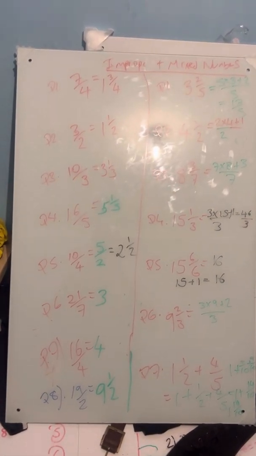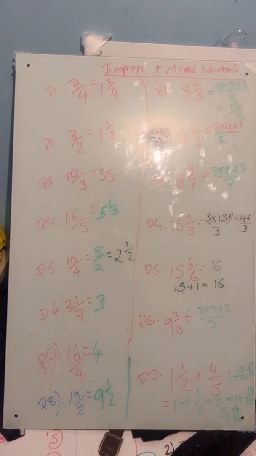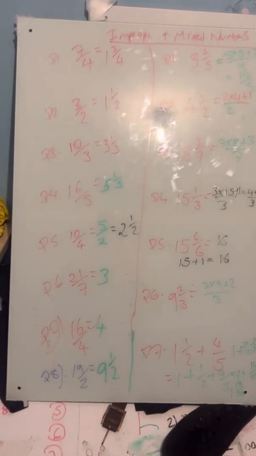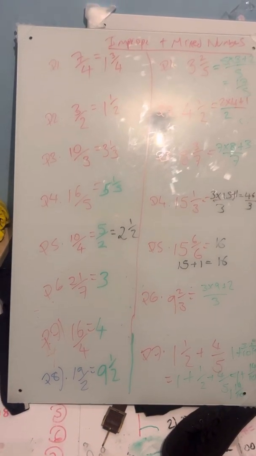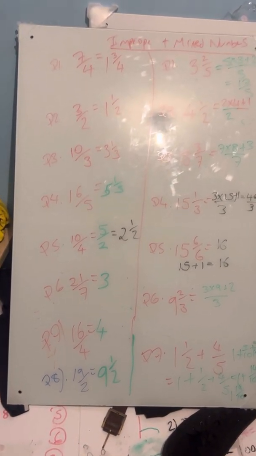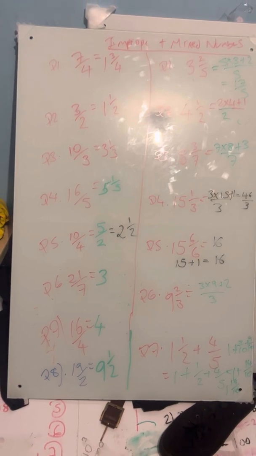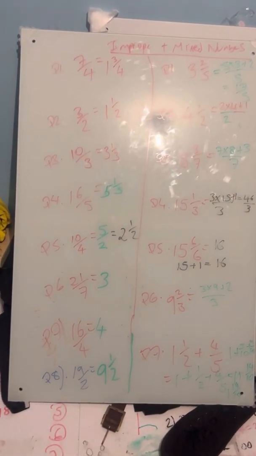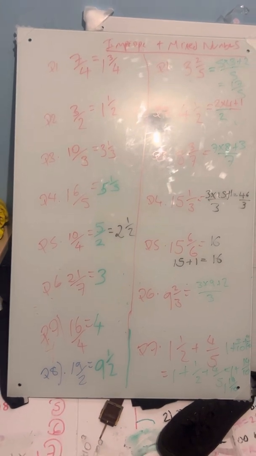This is aimed predominantly at Key Stage 2 and Key Stage 3 students, but it may also be appropriate for students doing GCSE foundation tier, and for students doing higher tier as well. We're going to start with question number 1 in the top left.